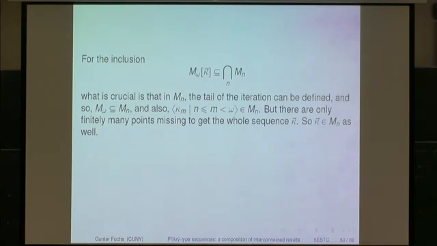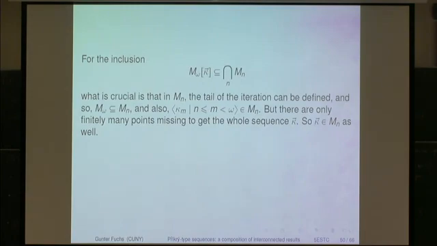If you look at the inclusion, M_omega[kappa] is contained in this intersection of the M_n's, what's crucial in the usual argument is that in M_n you can see the tail of the iteration. In M_n you have U_n, you can iterate that, and so you get everything leading up to M_omega. That's why M_omega is in there. That's why the tail of the critical sequence is in M_n. But then there are only finitely many points missing below, so the whole sequence is in M_n. This goes for every n, so you're done with this inclusion.